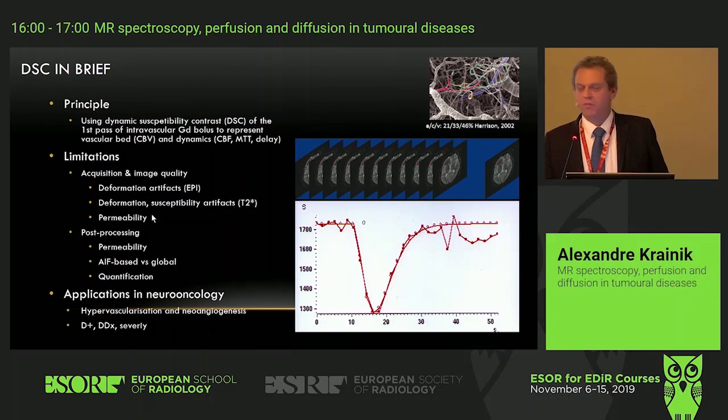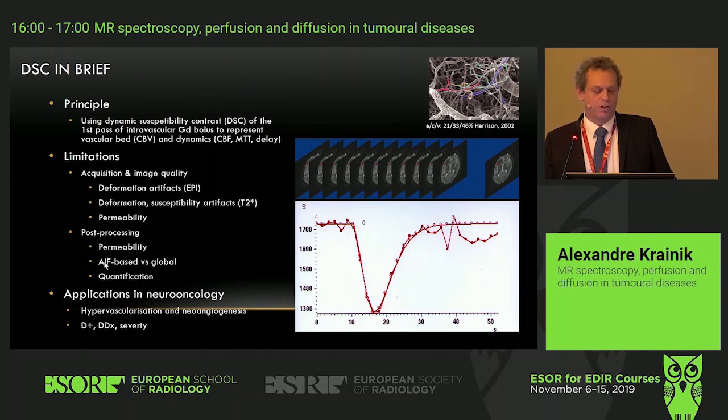And you have this problem of permeability. We'll talk about permeability again. And what about the post-processing? Then how to handle this problem of permeability? We'll talk about this again. Do we have a global approach, or do we have to take into account the way the contrast agent will get into each voxel? That's what we call the arterial input function.